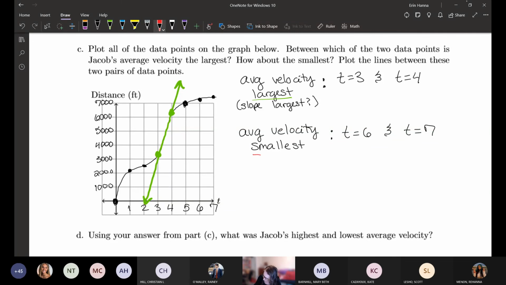And then I'll do the smallest one. I'll dot it between 6 and 7. We've got this really not very steep line. Whoops, that's weird. Between those two. Oh, stop drawing in the wrong part. Questions on why those two seem to be the largest and the smallest values?